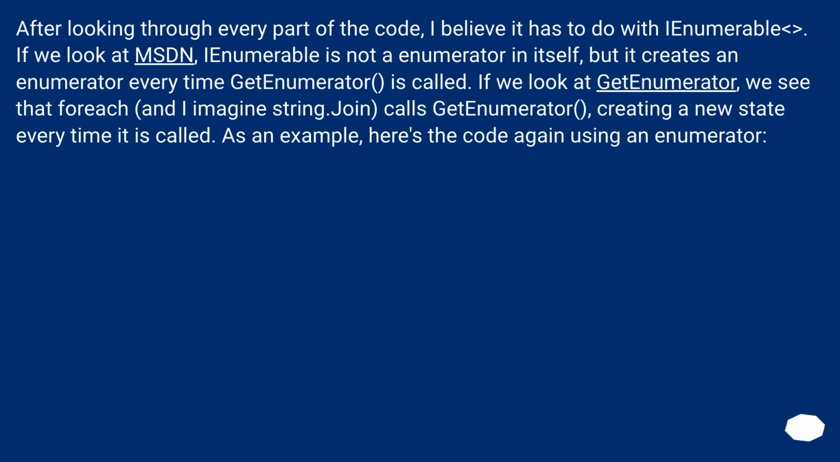After looking through every part of the code, I believe it has to do with IEnumerable. If we look at MSDN, IEnumerable is not an enumerator in itself, but it creates an enumerator every time GetEnumerator is called. If we look at GetEnumerator, we see that foreach and String.Join call GetEnumerator, creating a new state every time it is called.